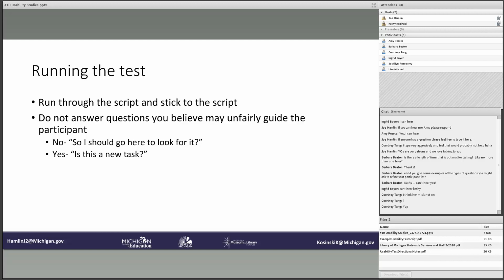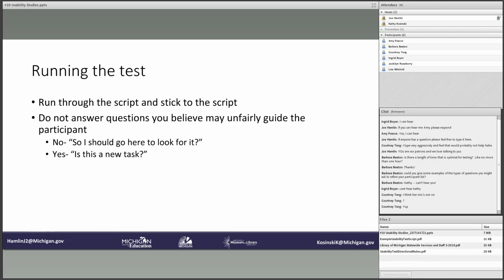Now, I did say earlier that there is a point in the introduction where you can ask them, do you have any questions for me? And they can also ask you questions during the test. I do include in the script that I may not be able to answer them all. For some of them, a big part of it is a judgment call. Will it guide the participant too unfairly? Will it affect the results? Things like that. So I gave 2 examples here.